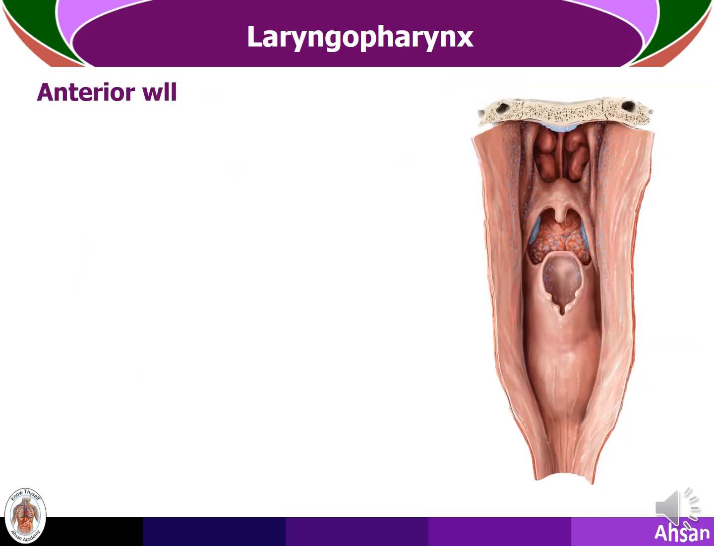The laryngopharynx has some important features in the anterior wall. One median opening is there. This is known as the laryngeal inlet. It is through this that the pharynx is connected to the larynx.